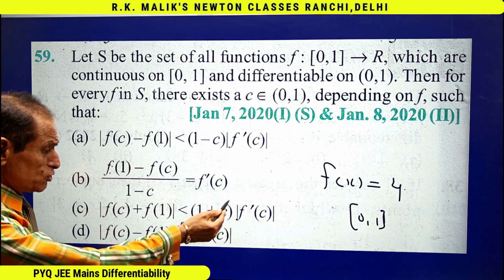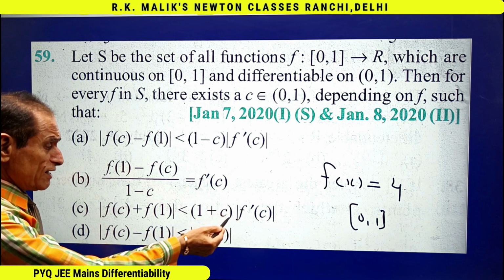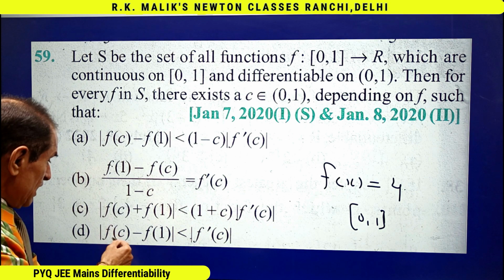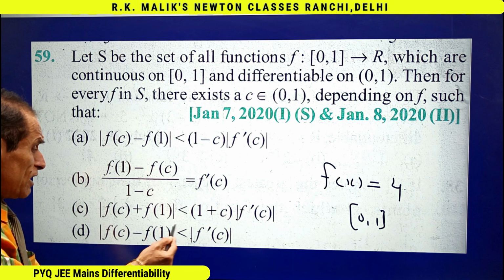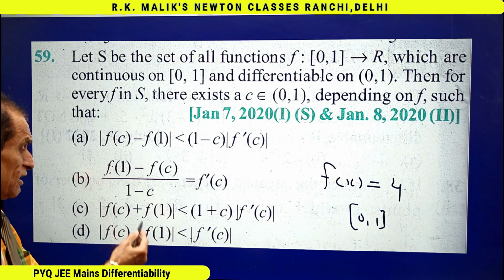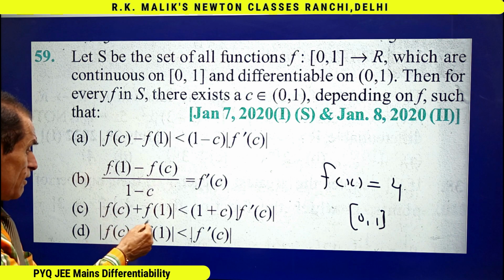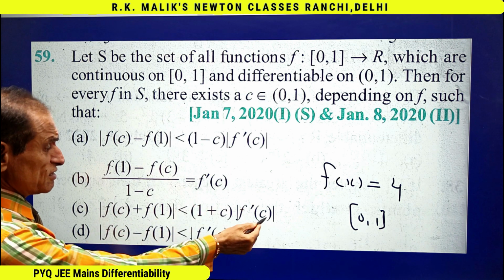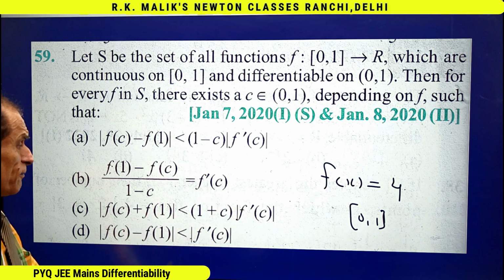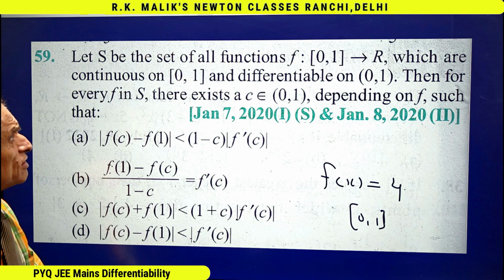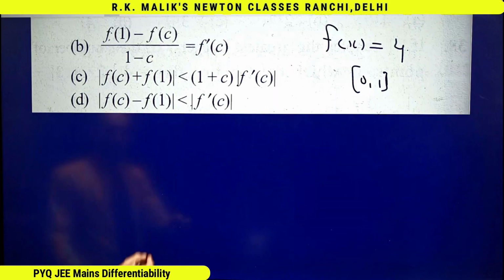Similarly, in these two cases also, the right hand side is 0, the left hand side is also 0, and 0 less than 0 is again not possible. In this case, this is a positive quantity and this is 0, again wrong. And B is wrong because of the reason I'm going to explain.